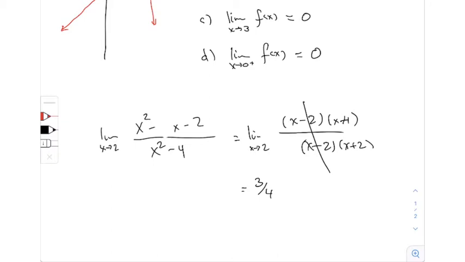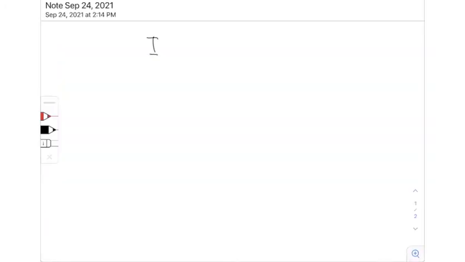So I'm going to start a new paper here. Intermediate value theorem and wobbly tables.